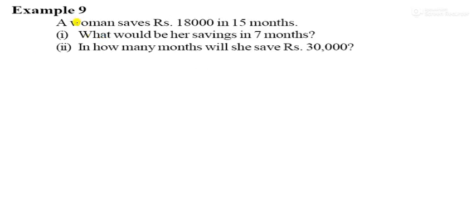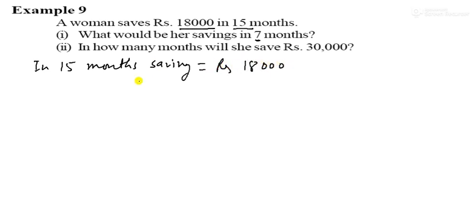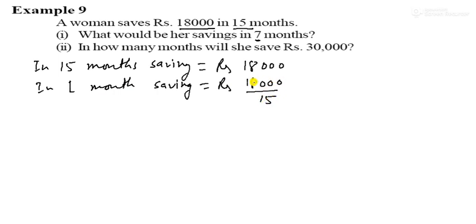Now come to example 9. A woman saved 18,000 in 15 months. So first of all we can consider for 7 months. So in 15 months, saving is equal to rupees 18,000. So in 1 month, saving is equal to rupees 18,000 divided by 15.